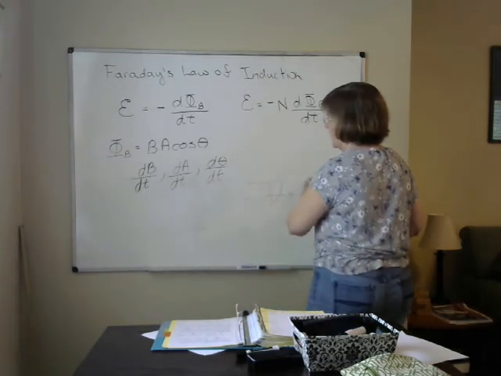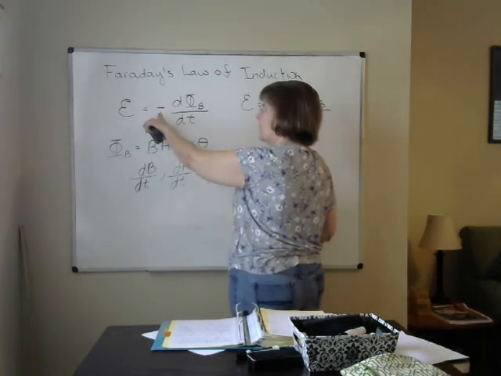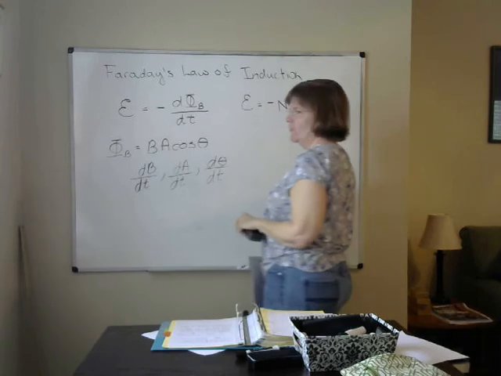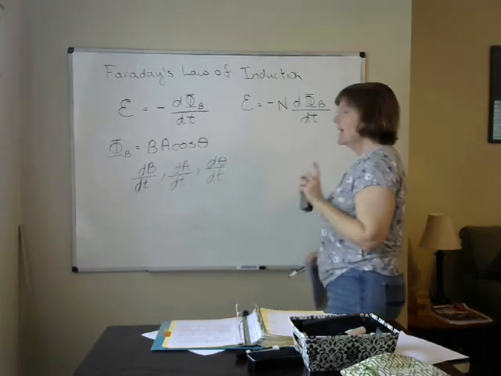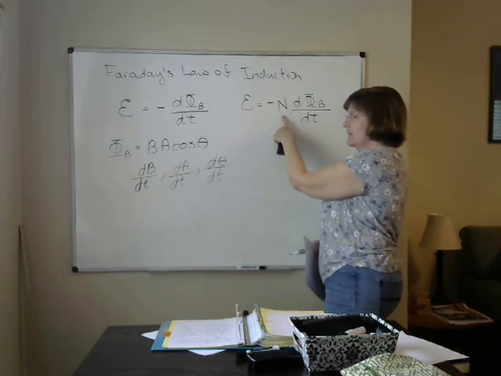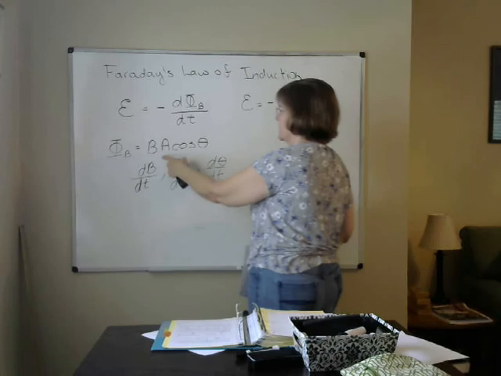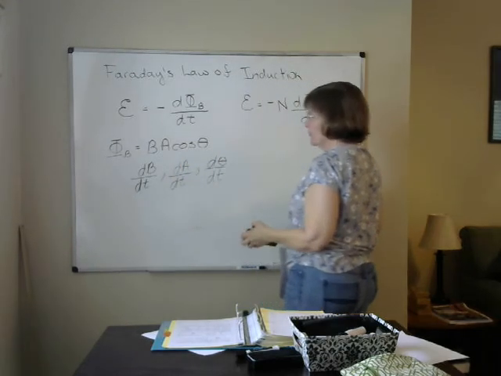Okay. So it's really important that we understand, first of all, this only has to do with direction. If we have more than one loop, we need to multiply by N, the number of loops, and we need to pay attention to which part of this in the problem is actually changing.